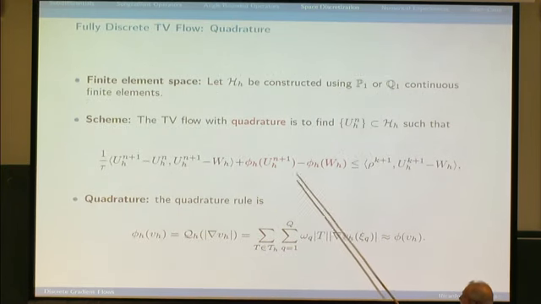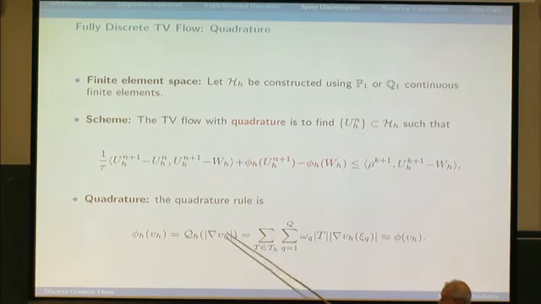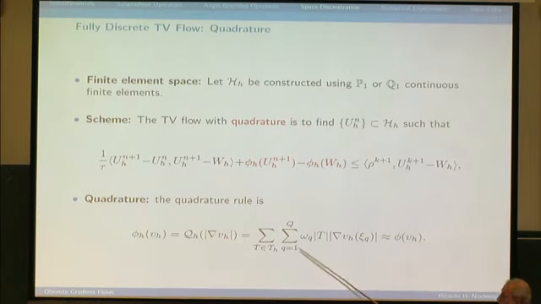I replace the functional phi by a quadrature. For instance, if you have triangles, we use a trapezoidal rule, so we use the integration at the vertices. If you have rectangles, we also use a trapezoidal-type rule, using the four vertices of a rectangle. That leads to a formula for the computation of an integral of the gradient. So this is an approximation of the total variation of the function v_h in this discrete space. But it now has only 4 or 3 degrees of freedom depending on what you do.